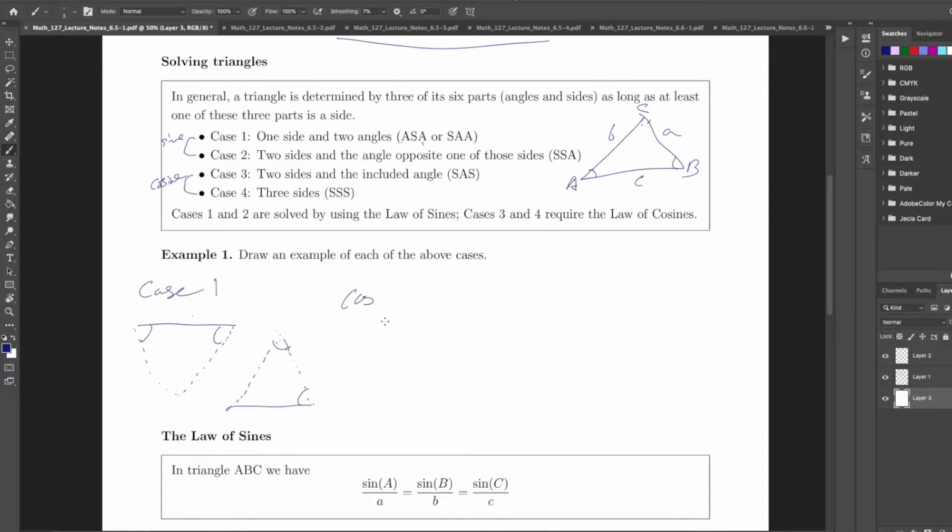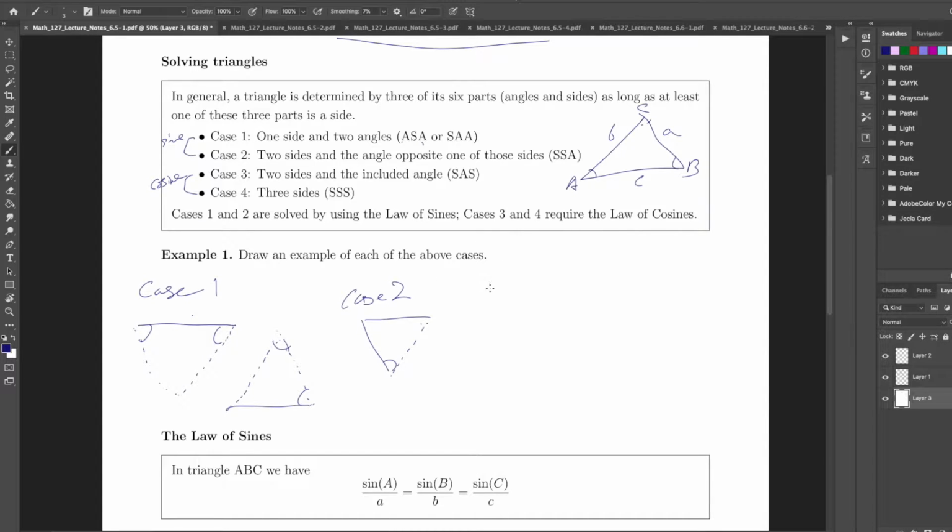Case 2 is I know 2 sides and an angle. So here I'll know a side, and then an angle. I don't know what this angle is here, I don't know what this angle is here, but I do know what this angle is here. So this is case 2. This gets a little bit more complicated, and we'll get into it in a second, because if I only know 1 angle, there may be 2 different triangles which exist, or no triangles.